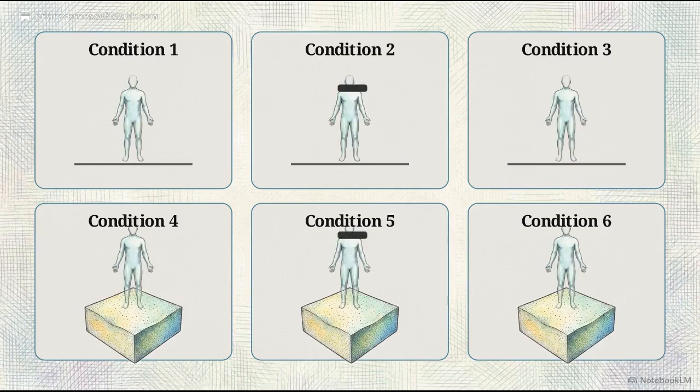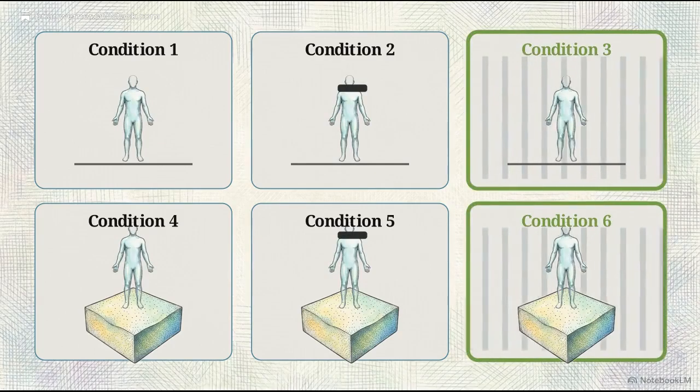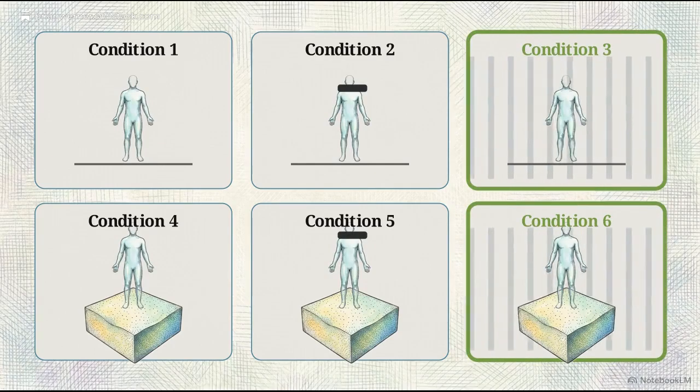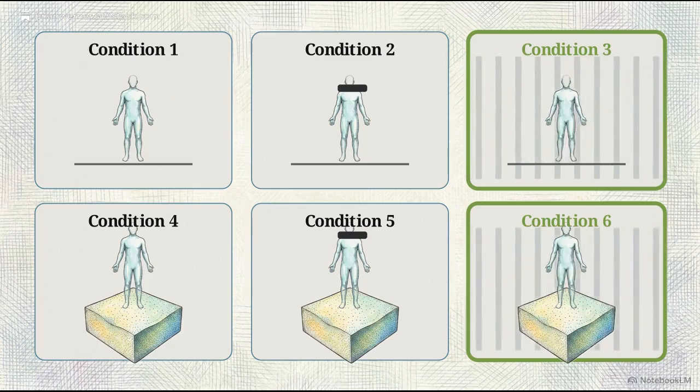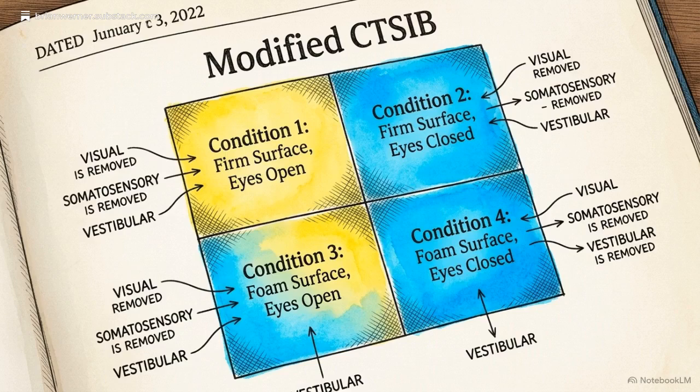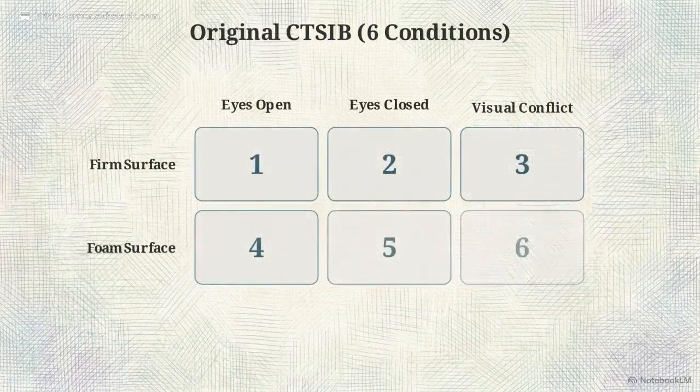The assessment was originally more robust. Horak and Shumway-Cook designed a comprehensive 6-condition tool that included conditions 3 and 6 to test true sensory conflict using a moving visual environment. In 1993, researcher Helen Cohen published a modification that removed those 2 conflict conditions, creating the 4-block matrix used today. This change addressed a hardware limitation.